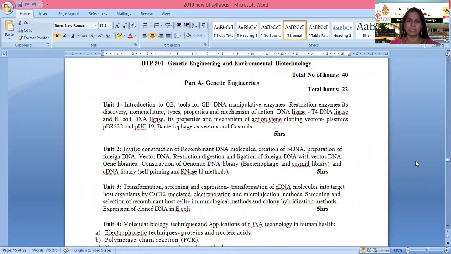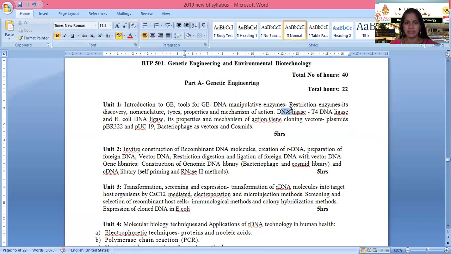Now let us go through this particular syllabus. Part A, genetic engineering. Part B, environmental biotechnology. Here you are going to study a total of 40 hours. First, let us go through unit 1. Under this unit 1, you are going to study introduction to genetic engineering, tools for genetic engineering, DNA manipulative enzymes, restriction enzymes, its discovery, nomenclature, types, properties and mechanism of action. So you need to keep all these things in your mind. If you are willing to take any kind of seminar topics, you can choose.